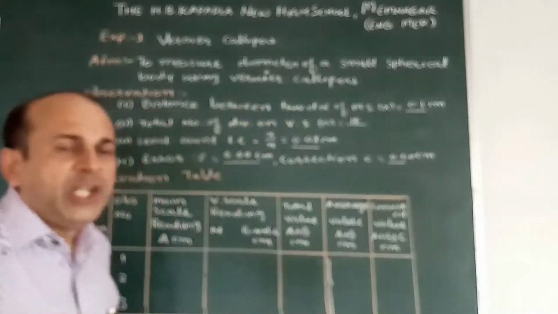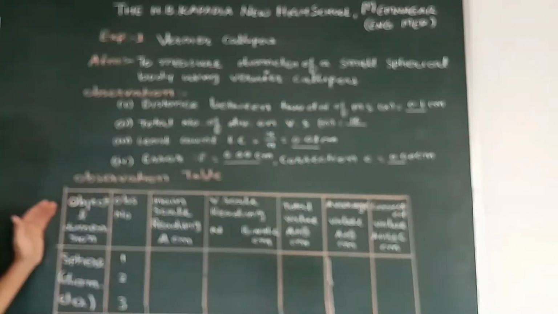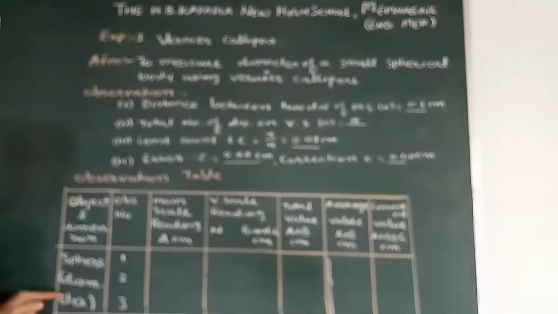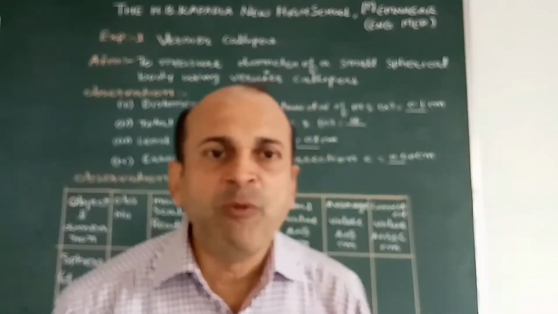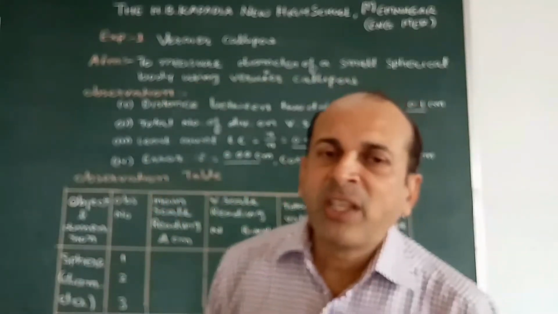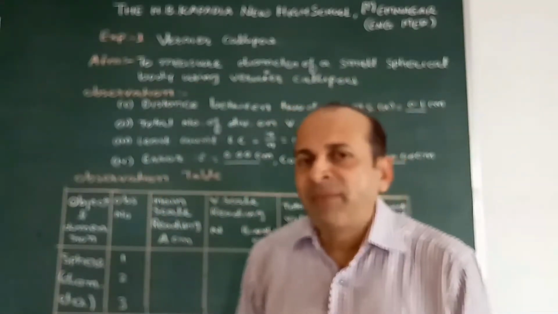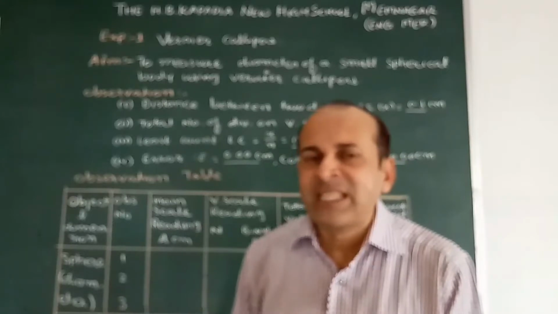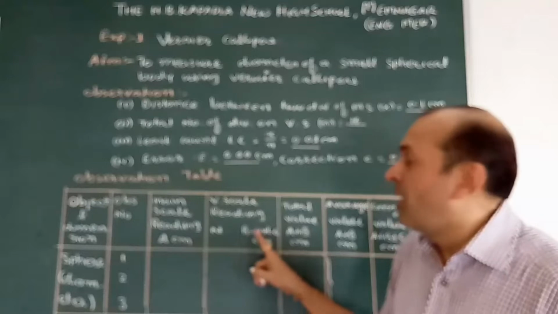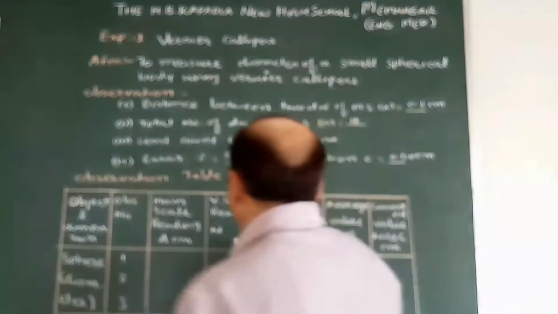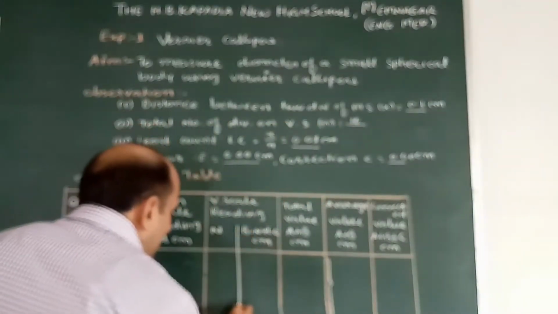Now let me start the observation table. First, object and its dimension. Here we have a sphere and its dimension is the diameter. So let me measure the main scale reading. Main scale reading means the location of the vernier scale 0. The division to the left of where the vernier 0 is located is called the main scale reading, and you have to find the matching division from the vernier scale. So let me first find the main scale reading.